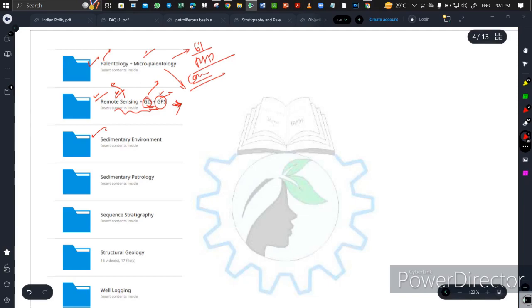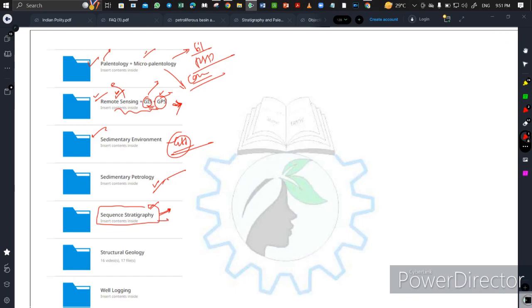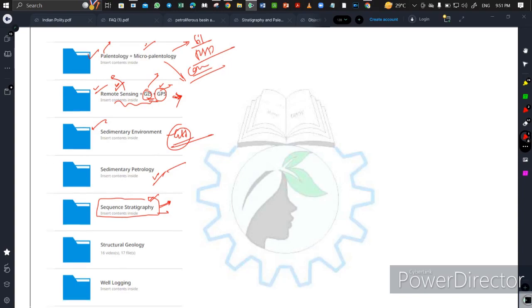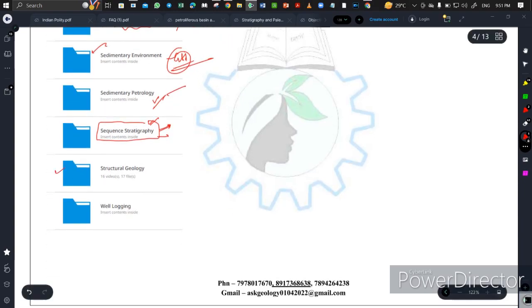सेडिमेंट्री एनवायरनमेंट, ये तुम्हारा GSI का सिलेबस है, छोड़ दो इसको. देन सेडिमेंट्री पेट्रोलॉजी, एवरीथिंग सेडिमेंट्री पेट्रोलॉजी. सीक्वेंस स्ट्रैटिग्राफी, देखो इसको मैं अलग सा डोमेन बना के रखा हूँ, बिकॉज सीक्वेंस स्ट्रैटिग्राफी इज वेरी इंपॉर्टेंट. एंड इन सीक्वेंस स्ट्रैटिग्राफी टॉप लैप, ऑफ लैप, बॉटम लैप, फोर्स रिग्रेशन, ये सब चीज़ें, बहुत सारी चीज़ें हैं. देन स्ट्रक्चरल जियोलॉजी एंड वेल लॉगिंग. स्ट्रक्चरल जियोलॉजी, गेट के लिए स्ट्रक्चरल जियोलॉजी इज सो वास्ट.